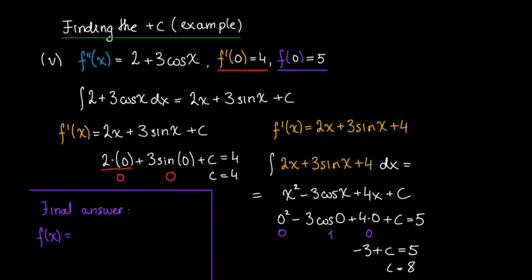So the final answer that we get after evaluating everything, the original f of x expression, is going to be x squared minus 3 cosine x plus 4x plus 8. Now you can see there are no plus c's at the end, just a constant that we calculated because the exercise gave enough conditions to solve it.